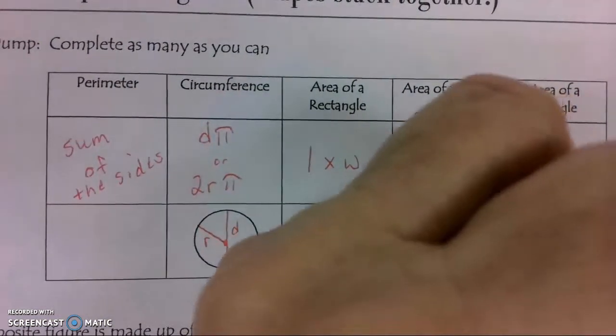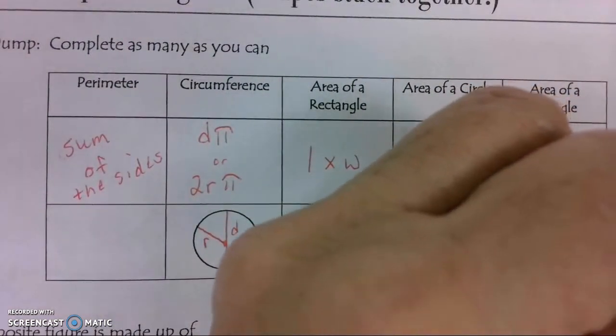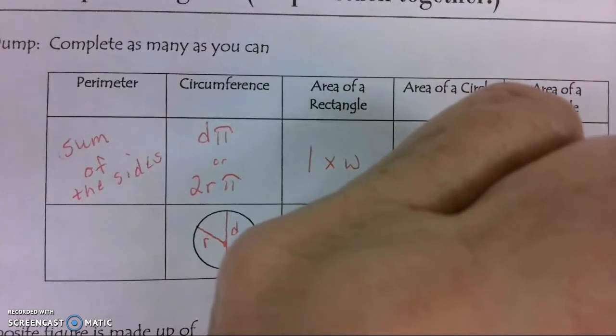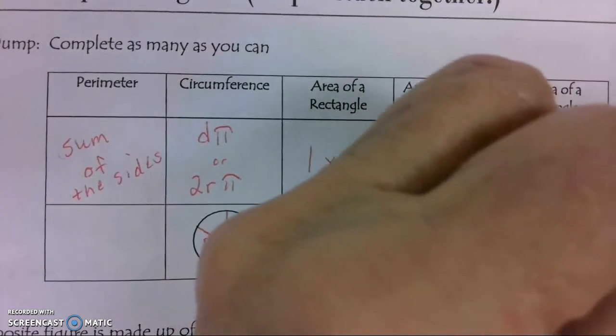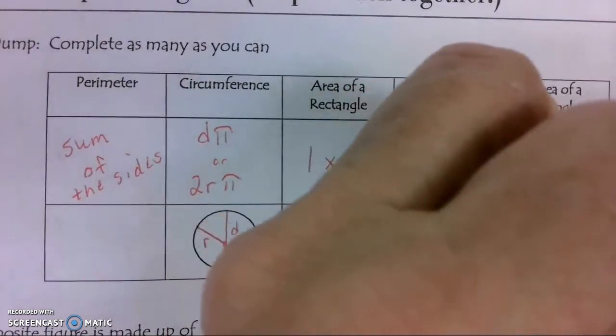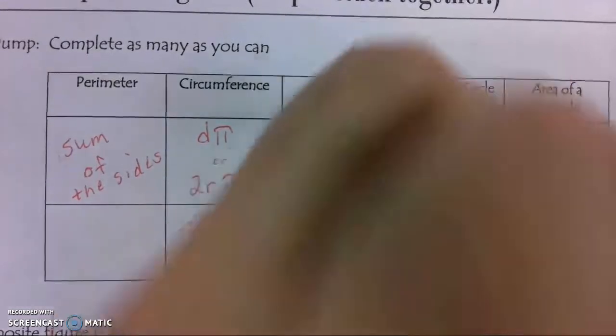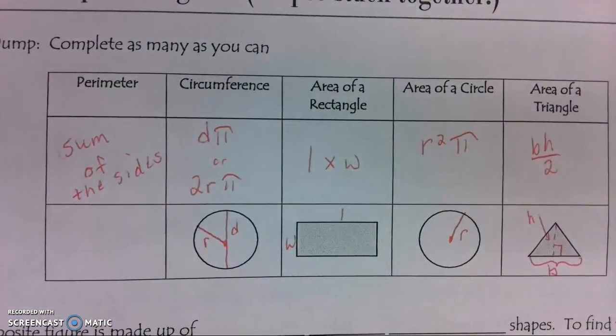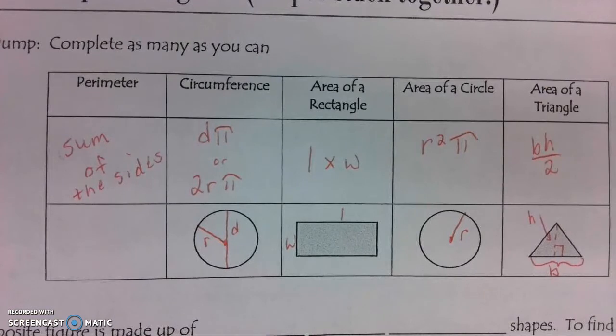Now, remember with a triangle that your base and your height form a right angle. And so when you're looking at the triangle, you need to find that right angle in order to find the area. So now, let's look at the different types of composite shapes we're going to work with.